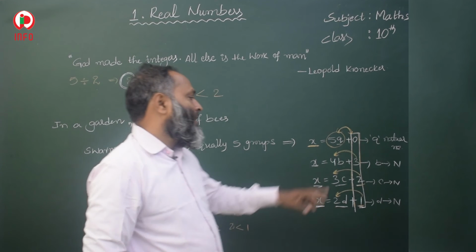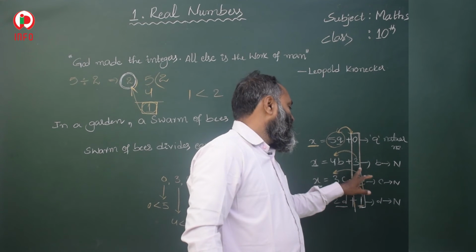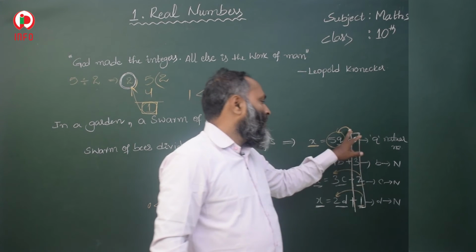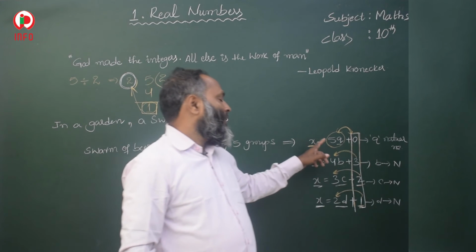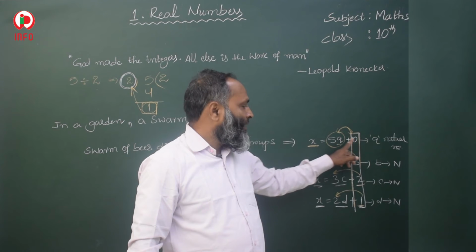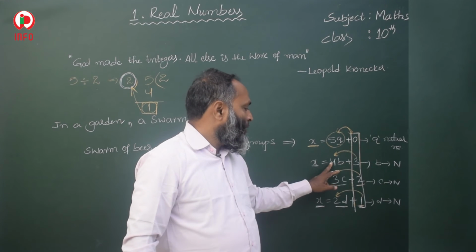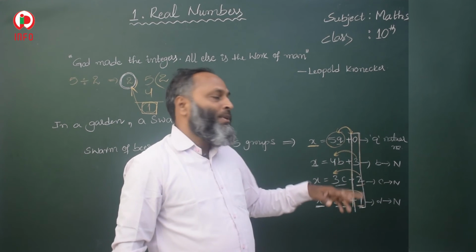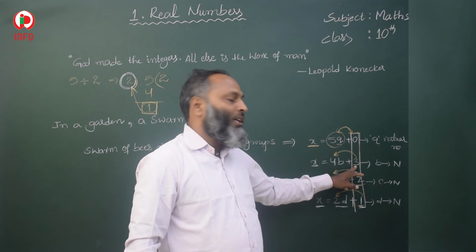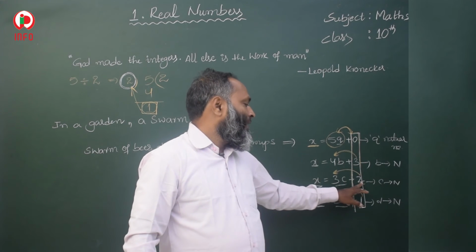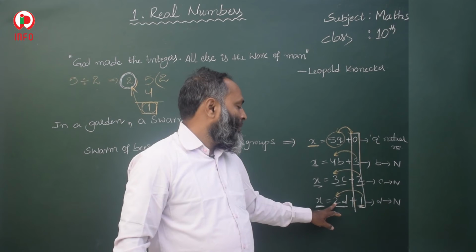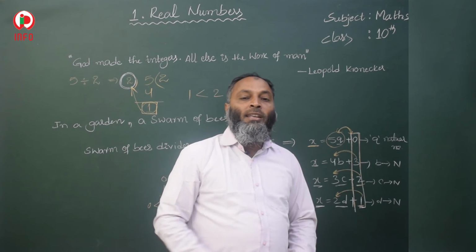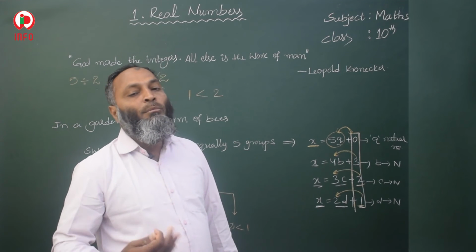So here 0, 3, 2, 1 are all remainders. When we divide by 5, the remainder is 0. When the group is divided into 4 groups, meaning we divide with 4, the remainder is 3. When we divide with 3, the remainder is 2. When we divide with 2, the remainder is 1. So then what is the number? That number we have to find.